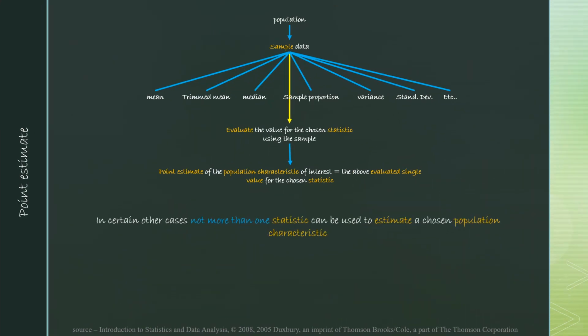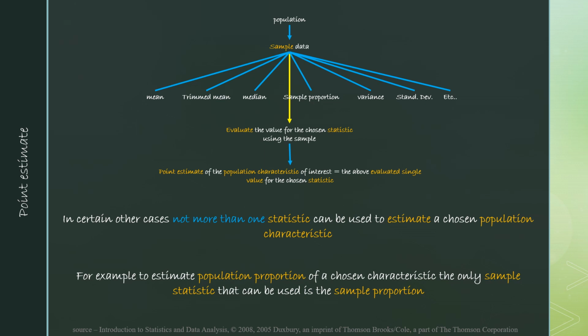In certain other cases, not more than one statistic can be used to estimate a chosen population characteristic. For example, to estimate the population proportion of a chosen characteristic, the only sample statistic that can be used is the sample proportion. There is no effective alternative in this case.